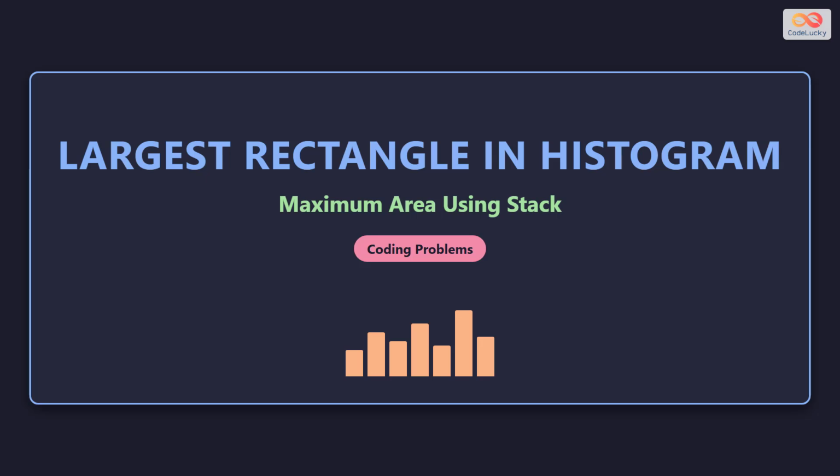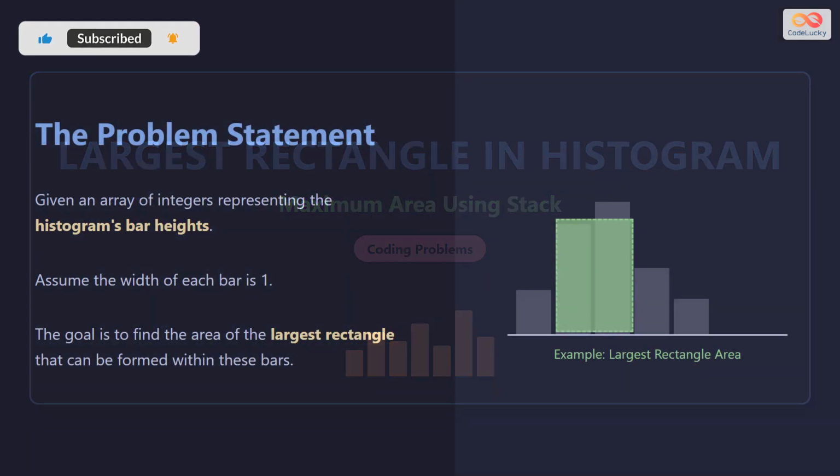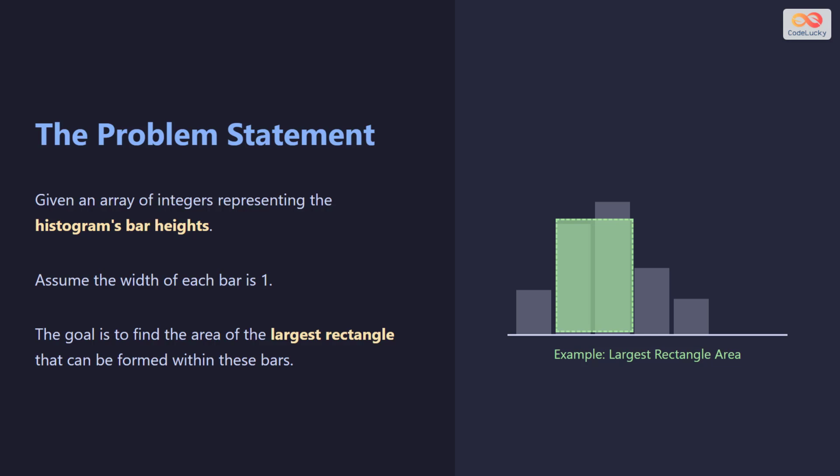Hello and welcome. In this video, we are going to tackle a classic coding interview problem, finding the largest rectangle in a histogram. We will explore how to solve this efficiently using a stack. First, let's understand the problem. You are given an array of integers where each integer represents the height of a bar in a histogram. Assuming each bar has a width of 1, our goal is to find the area of the largest rectangle that can be formed within these bars.